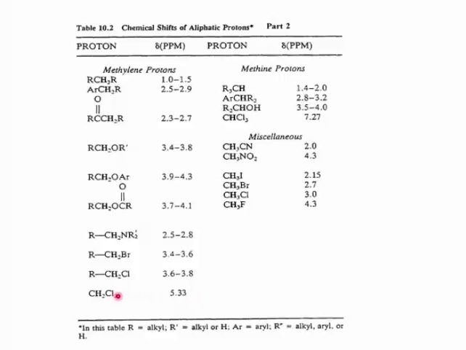So two chlorines directly attached to the carbonyl group have a very large electron withdrawing effect, increasing the delta, the chemical shift, to 5.3.